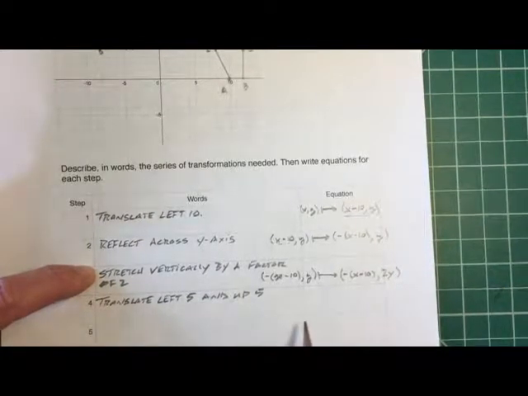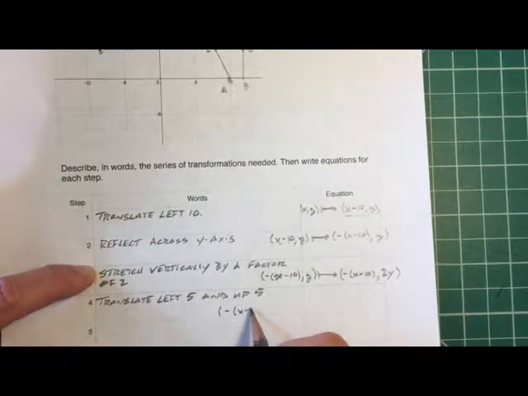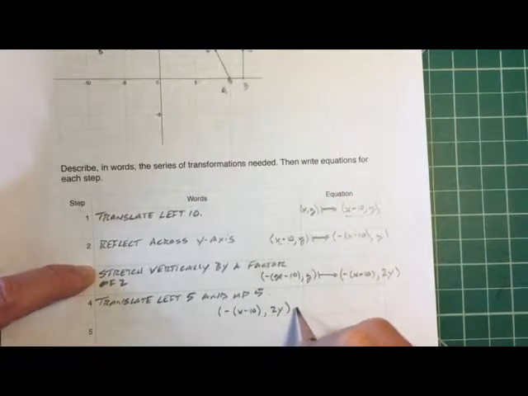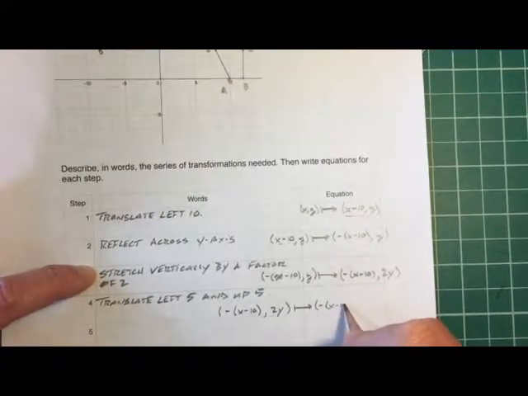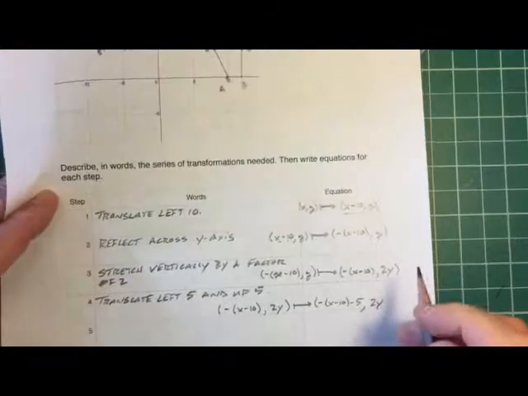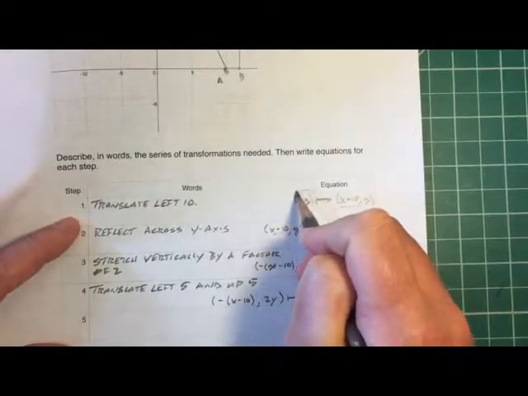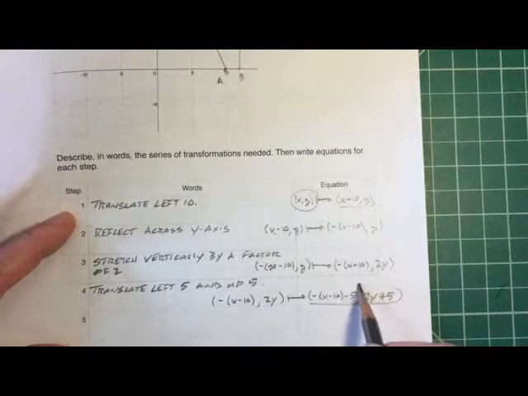Okay, this one's going to be longer. What did I start with? The opposite of x minus 10, and 2y. I've got to move it left and up. All right, so my opposite of x minus 10, subtract 5, sends me left. 2y, plus 5, sends me up 5. All right, so here's my equation. I start with this up here. I end with this down here.